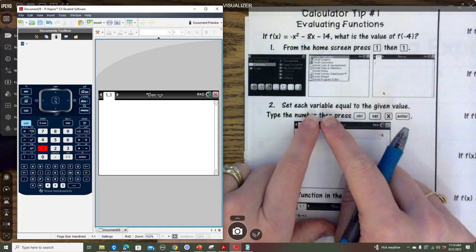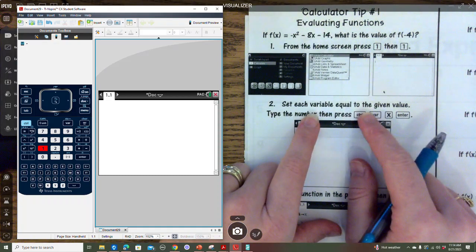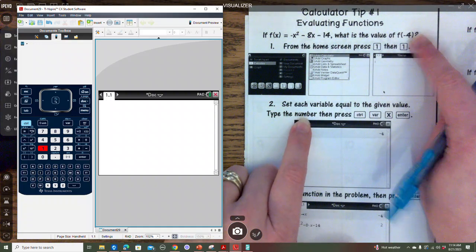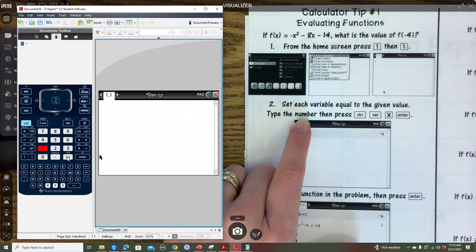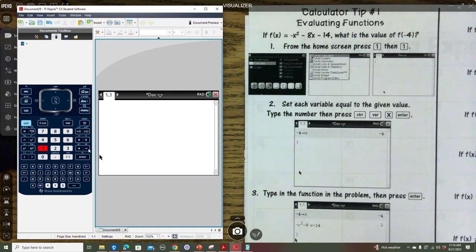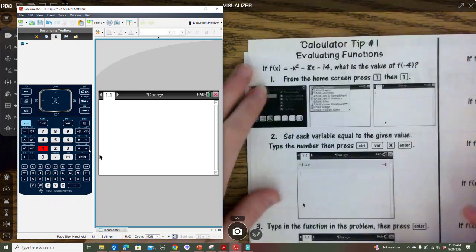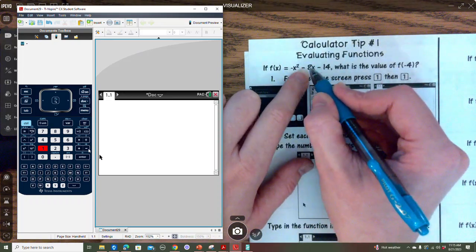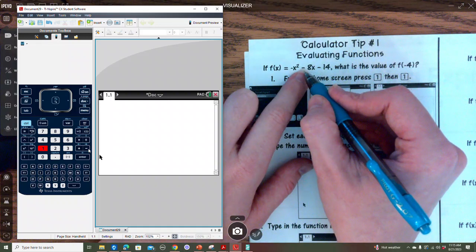Okay? Next, we're going to set each variable equal to the given value. So we're going to type the number, which is negative 4. Negative is down here, next to the enter. Do not confuse it with subtraction. Negative or negate and subtraction are two completely different things, and it will throw the math off. Easiest way to remember, negatives are in front of numbers. Subtraction signs are in between numbers.